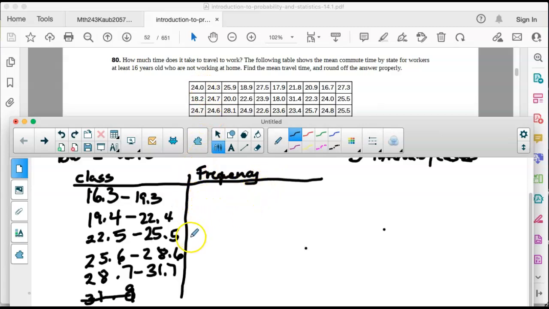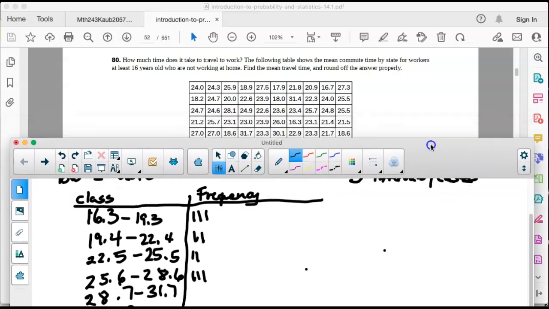So 24 would go here. So I'm going to mark 1 here. 24.3 also goes in this one. 25.9 goes here. 19.8, or 18.9, sorry. 27.5, 17.9, 21.8, 20.9, 16.7, 27.3. That should give us 10. Okay, that's 10 so far.